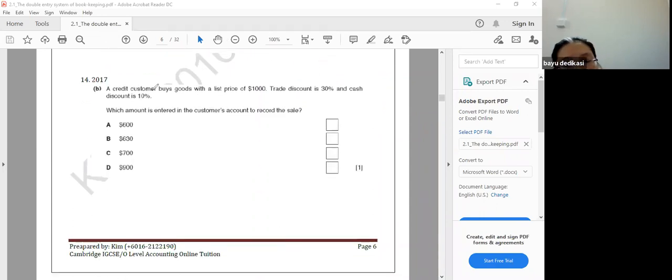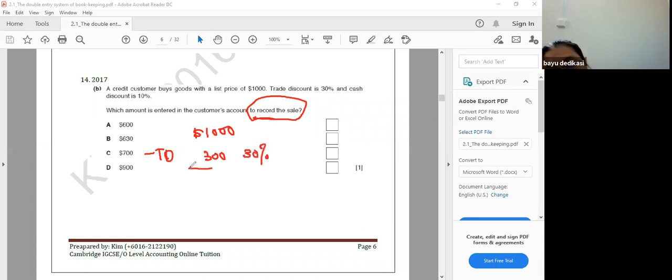Okay, 14. A credit customer buys goods with a list price of 1,000 and trade discount 30% and cash discount is 10%. Which amount is entered in the customer account to record the sales? So to record the sales, you have to take 1,000 minus trade discount, which is 30%. 30% is equal to 300. Okay, so your net purchase is 700. So amount 700 should be recognized as sales. If you pay this amount, then only you deduct.